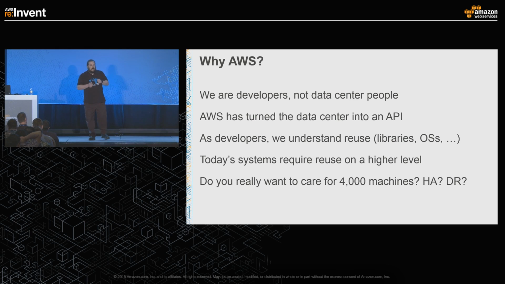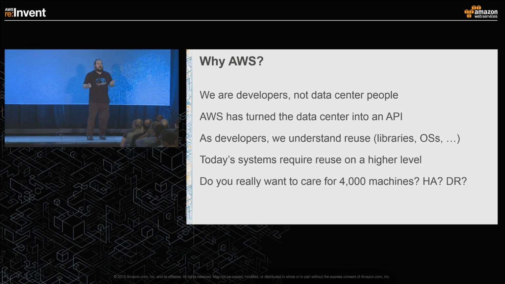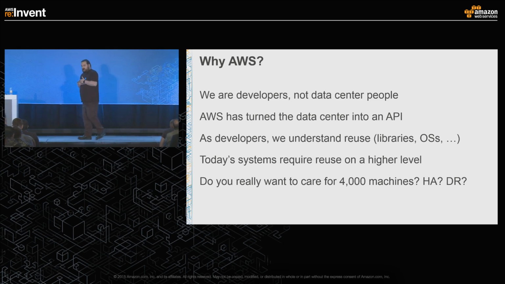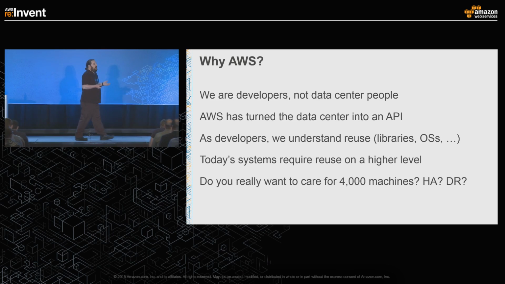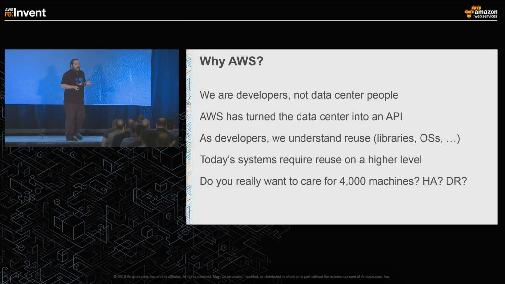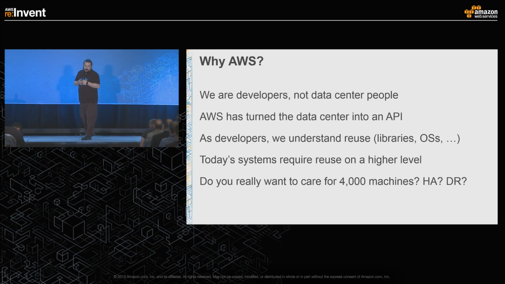So why did we choose AWS in 2010 when we started Sumo Logic? We're developers, that's our background. We know nothing about data centers. We wanted to build a service, and we knew it was going to have to scale, not just to the largest customer, but really to all customers. And so, hey, AWS has turned the data center into an API. As a developer, that's something that I can understand and I'm comfortable with.